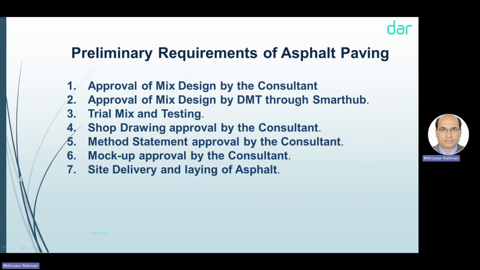Once DMT approves that, we have to go for trial mix and testing. Once the trial mix and testing are found satisfactory, then we go for shop drawing approval by the consultant. The shop drawing should be submitted to the consultant. After approval, the contractor has to submit a method statement for consultant approval. When the method statement is approved, we go for site mockup, mockup approval by the consultant, and site trial also. After approval of the mockup, we go for site delivery and laying of asphalt.